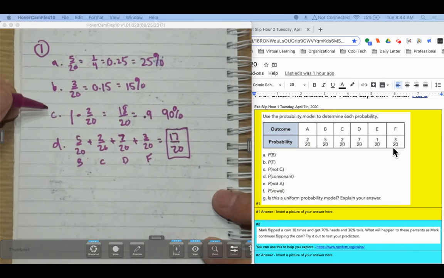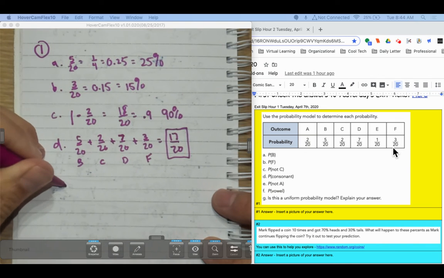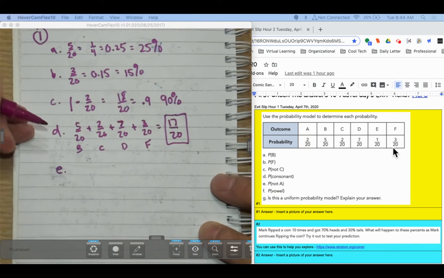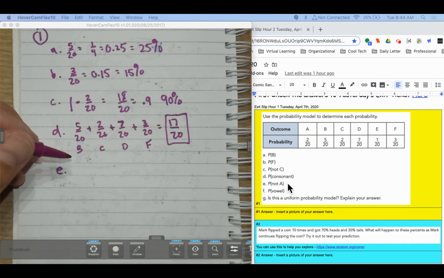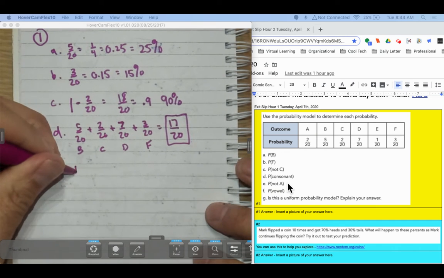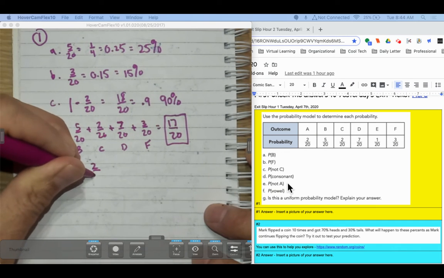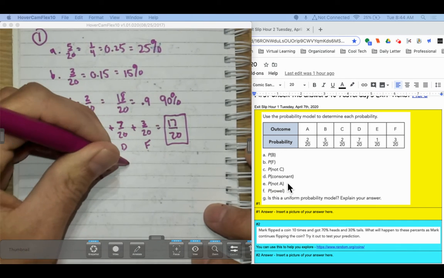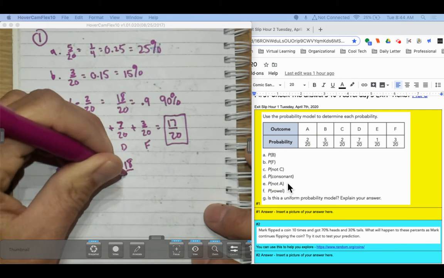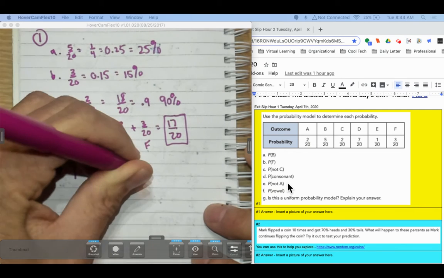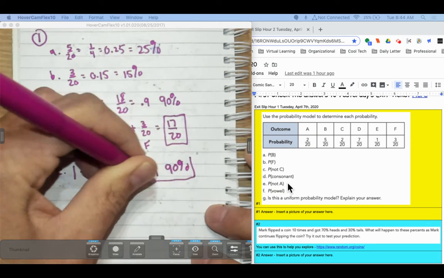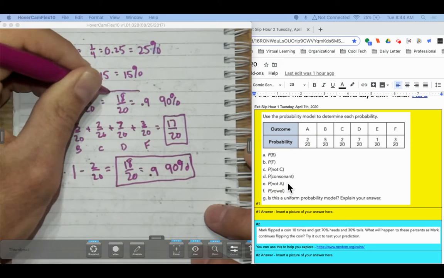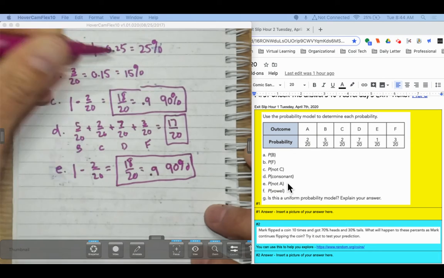Okay, A, B, C, D, E, not an A. Okay, so kind of the same as not a C. So A was 2/20, so I take 1 minus 2/20, and then it should be 18 over 20, which is 9/10, which is 90%. And so that would be my answer there.